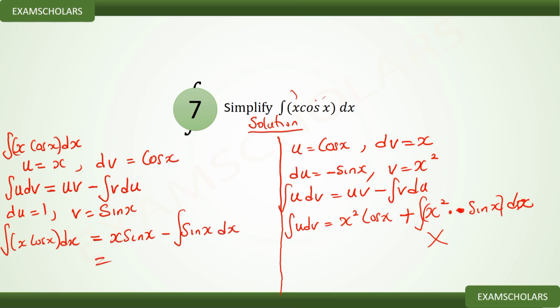So you just integrate this: x sine x. When you integrate sine x, you get what? Minus cos x. So this one returns to plus cos x, and everything plus constant. You see that this one is not recurring. That is how to apply integration by parts.